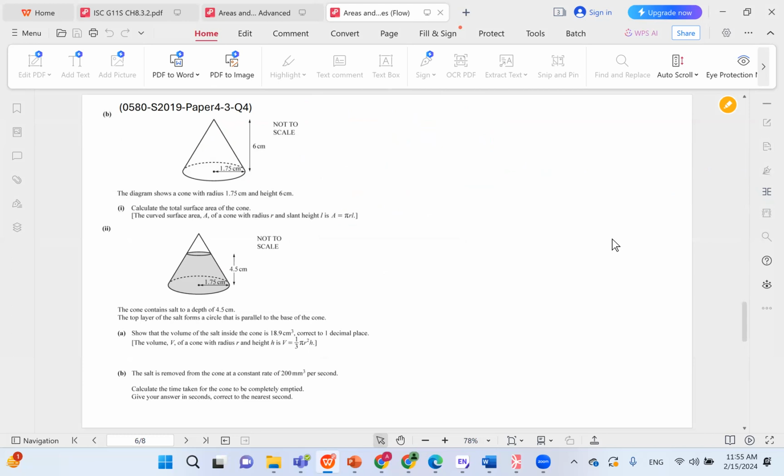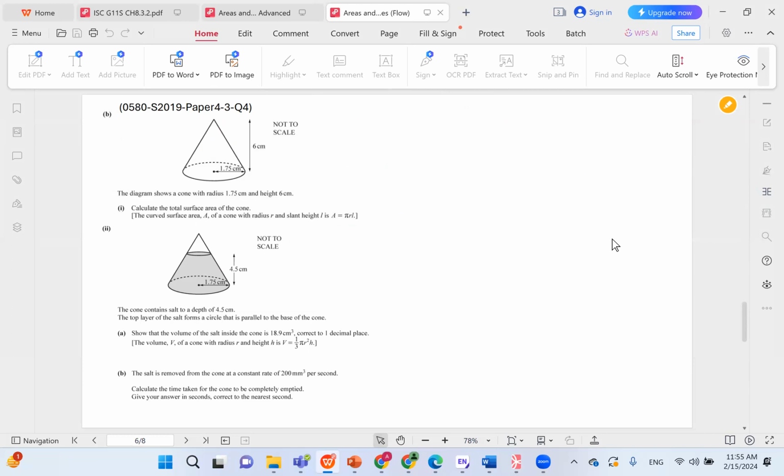In double I, we're told the cone contains salt to a depth of 4.5. The top layer of the salt forms a circle that is parallel to the base of the cone. Show that the volume of the salt inside the cone is 18.9 centimeters cubed, correct to one decimal place.